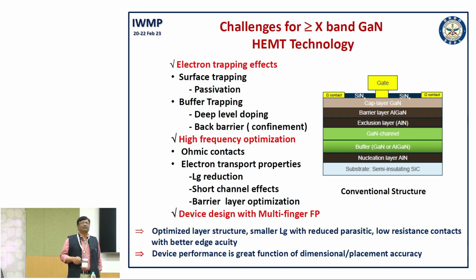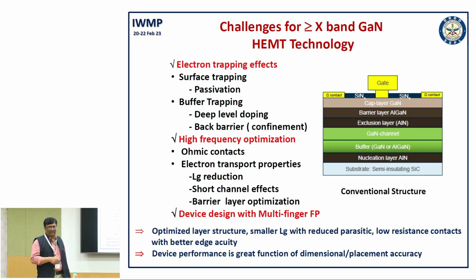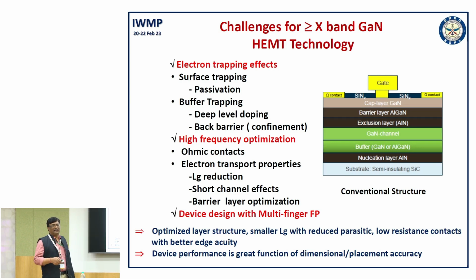That is normally done by introducing field plates. Field plates are put in between gate and drain, and peak electric field is reduced, and that is how device breakdown voltage is enhanced. And the normal thumb rule is that your breakdown voltage must be 3 times the operating voltage. So, if you want to operate at 50 volts or 28 volts, your breakdown voltage should be more than 100 volts.